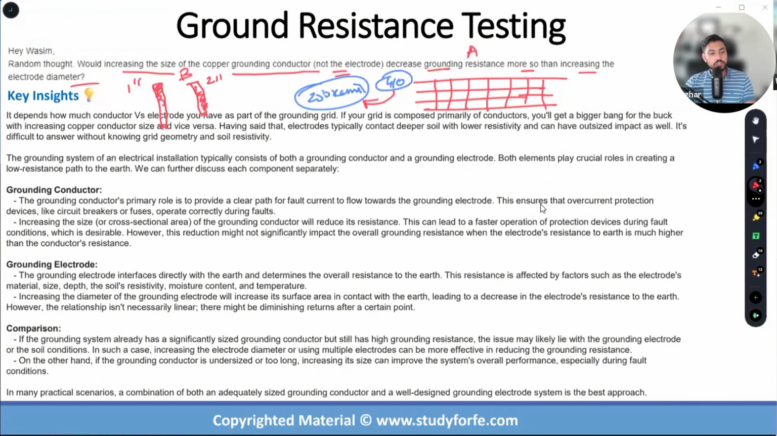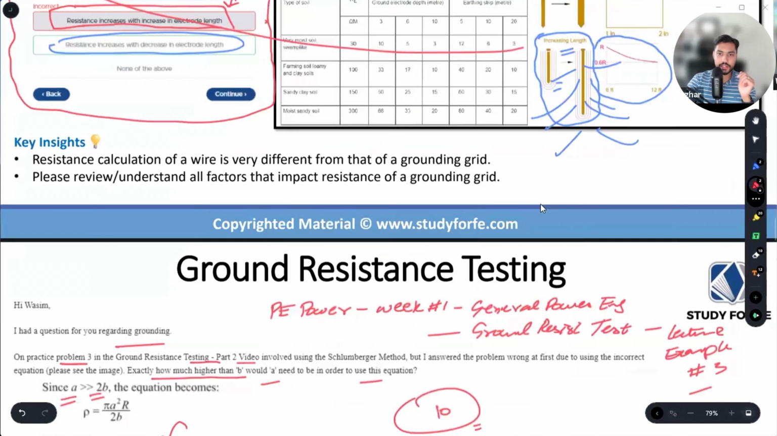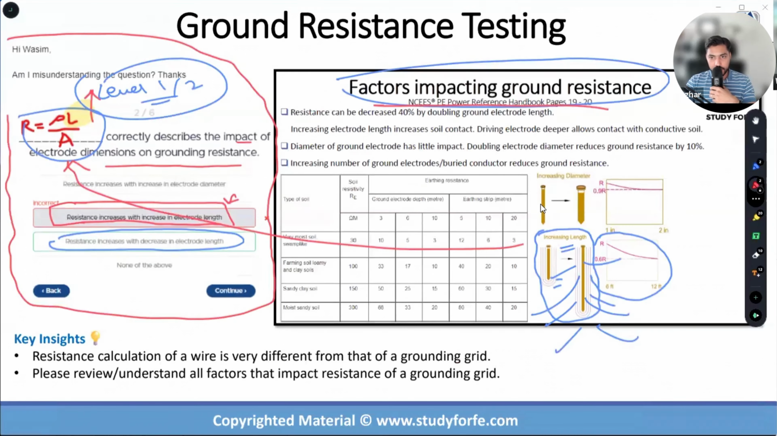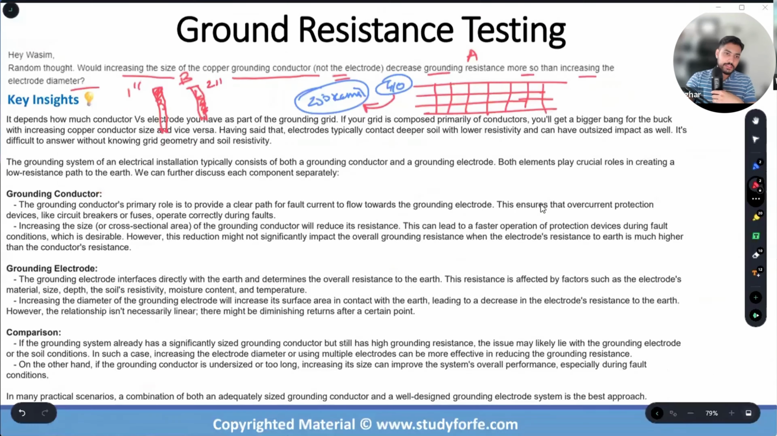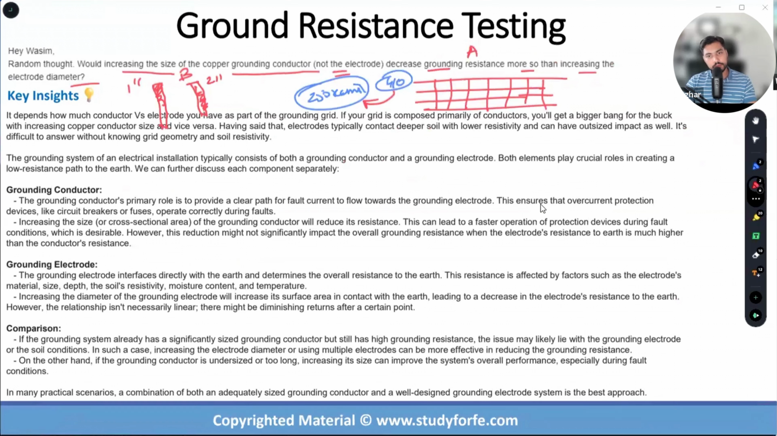Okay. So again, it's a very open-ended question, and the answer is also kind of open-ended. The answer to this question is that both of these, right? So actually, if you look at factors impacting the ground resistance, you have the increase in diameter. So you see, if you increase the diameter, your resistance does go down. So it does impact, and so does the size of the copper.